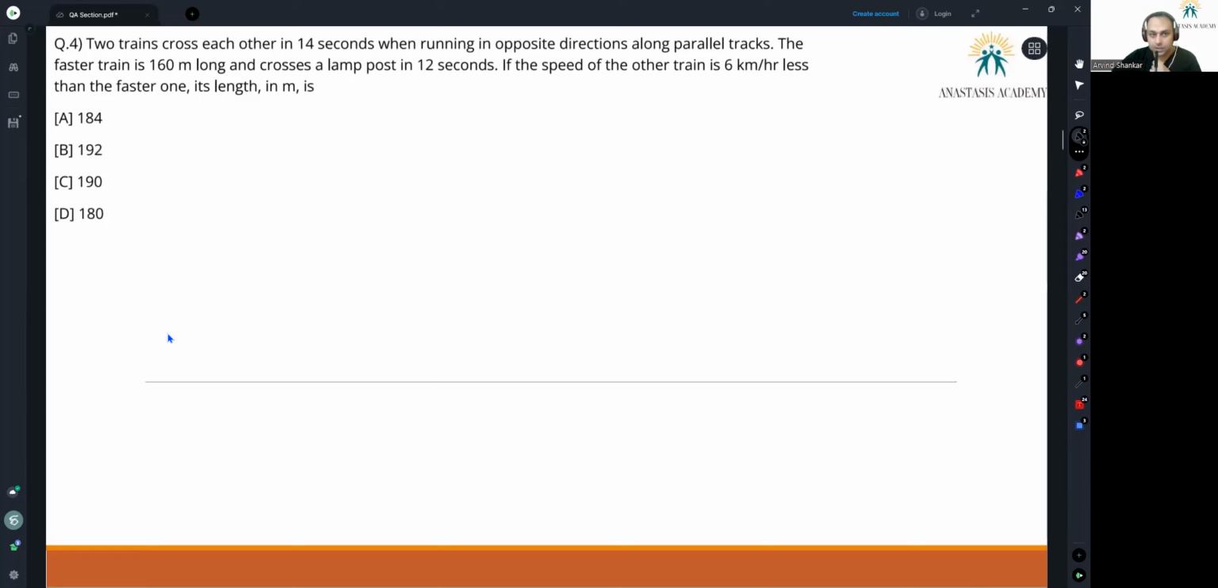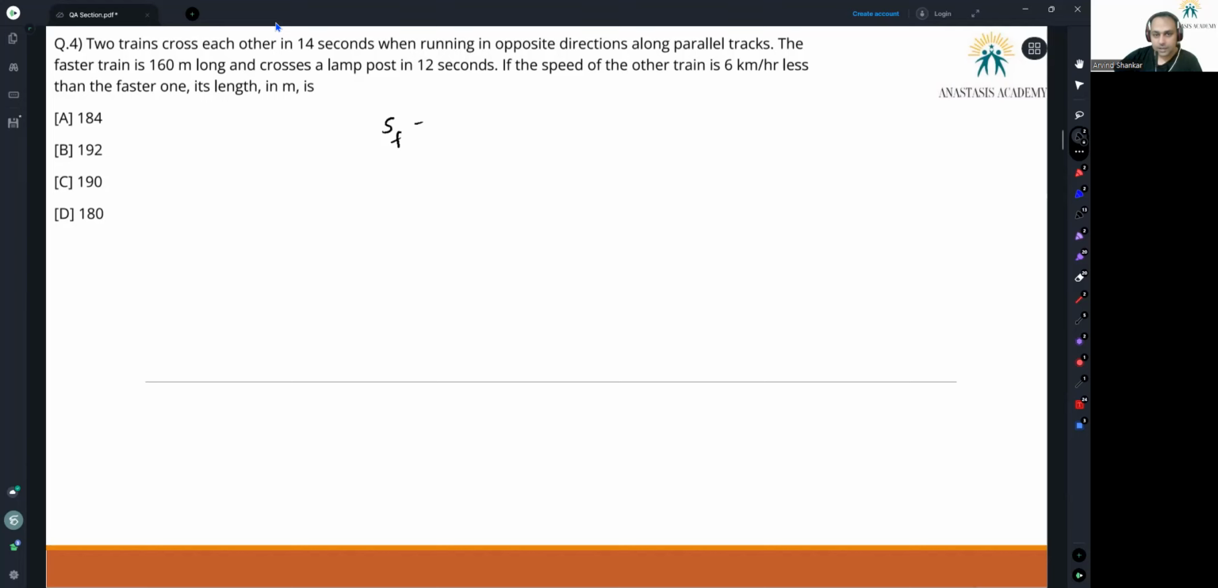2 trains cross each other in 14 seconds when running in opposite direction along parallel tracks. The faster train is 160 meters long and crosses a lamp post in 12 seconds. If the speed of the other train is 6 kilometer per hour less than the faster one, its length in meters is?